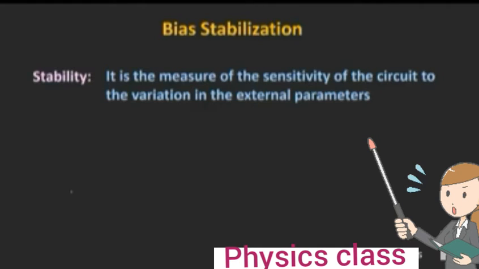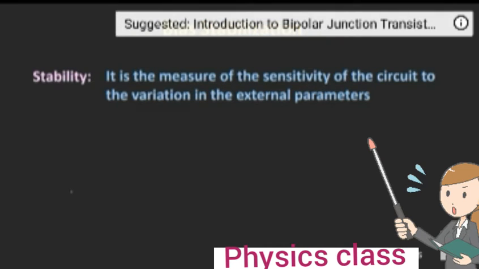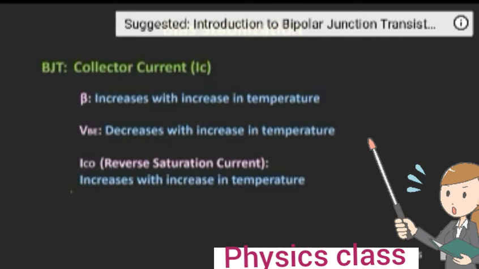So the stability of any circuit is the measure of how sensitive the circuit is to the variation in the external parameters, and for BJT, stability is a very important parameter, particularly whenever it is used in an amplifier.